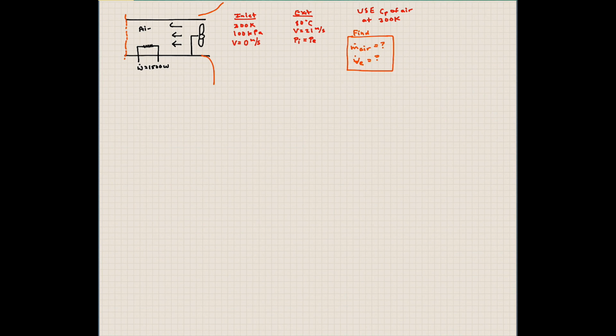Now keep in mind that the density is changing here, right? Because as we increase the temperature of air, the density is going to change pretty significantly. Okay, so we can't neglect that density change. And of course we have the constraint here, use the CP of air at 300 K. So let's get that first. That's probably the easiest thing.